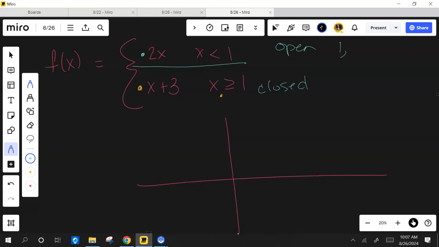And what do I get when I plug it in? 2. At 1, 2, I need an open dot. 1, 2. How do I know it's open? There's no line under it. That's exactly right. So I know it's open.